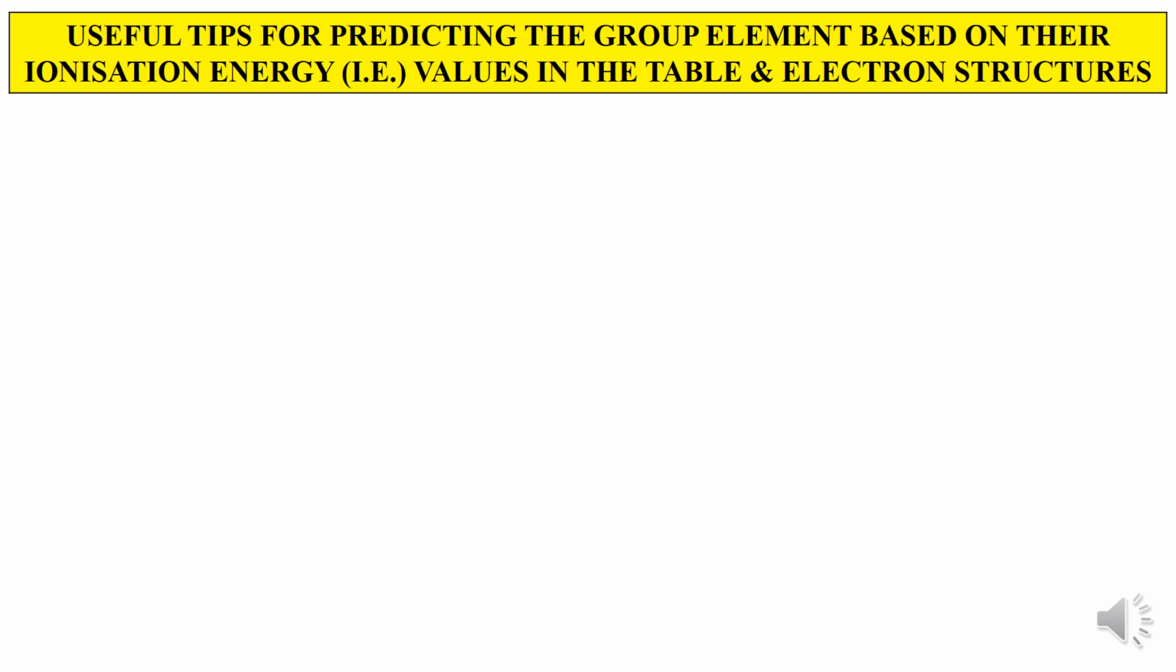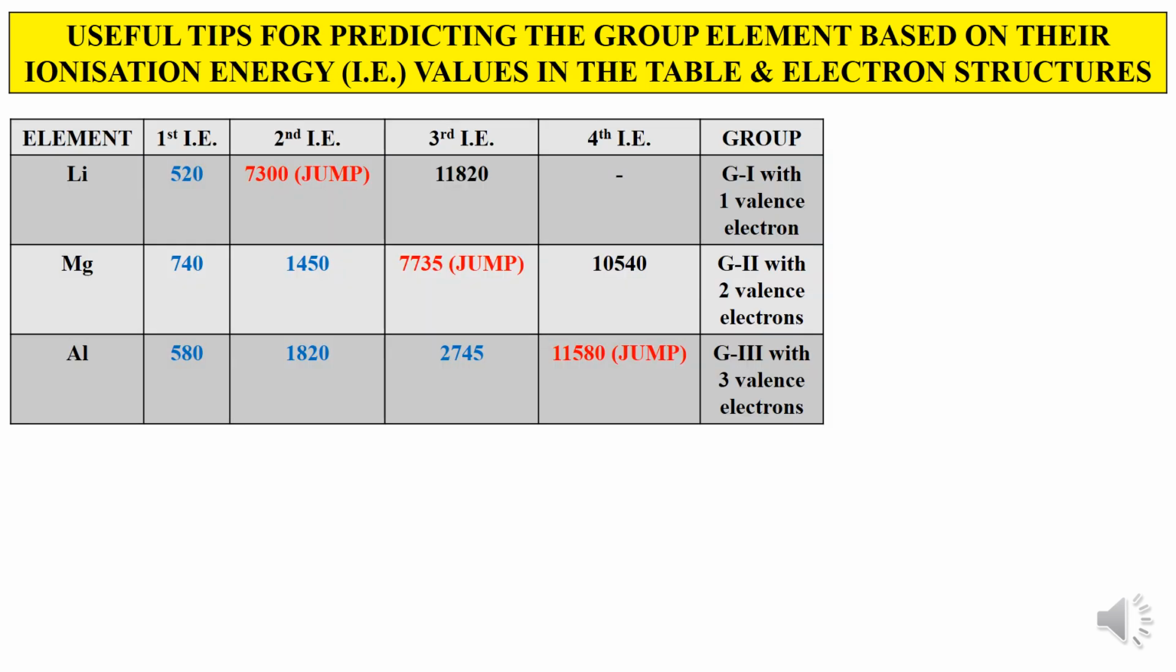What is ionization energy? It is the amount of energy required to remove an electron from an isolated atom or ion in the gaseous state. Ionization energy is also a measure of the strength of the attraction between the positively charged protons in the nucleus and the negatively charged electrons in their respective shells or energy levels.